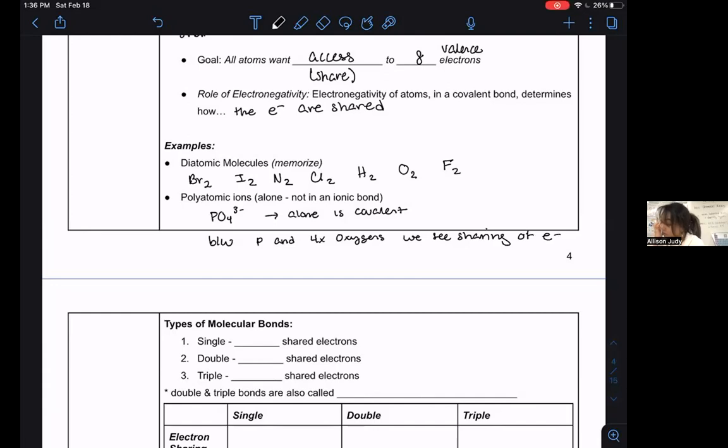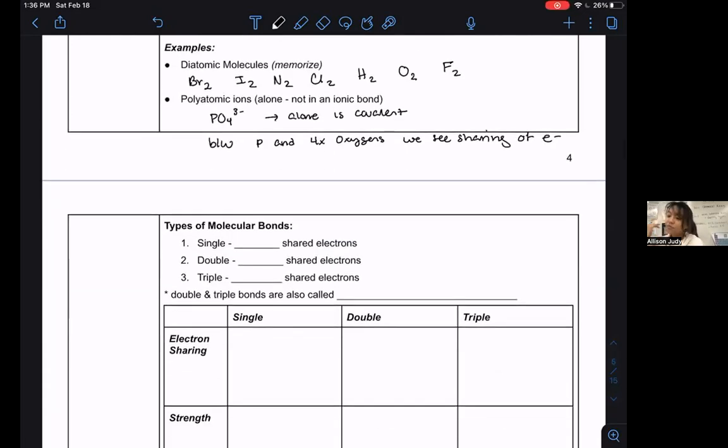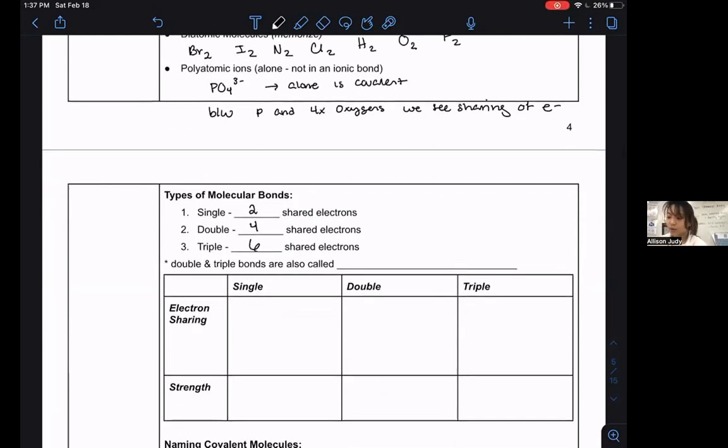So, covalently bonded molecules, or molecular bonding, is really unique because since they're sharing, there's a lot more possibility. It's not so one-to-one, like you give, I take, that's it. Now we can share less or more. So we have a single bond where 2 electrons are shared. We can have a double bond where 4 electrons are shared between atoms. And we can have a triple bond where 6 electrons are shared between atoms.